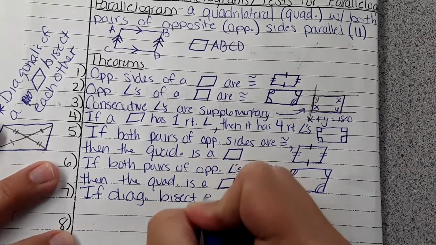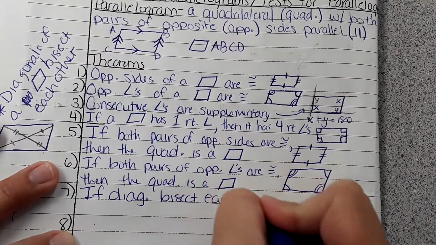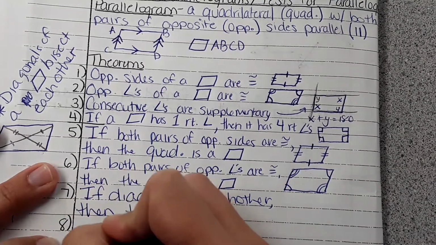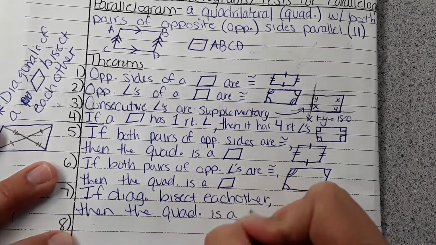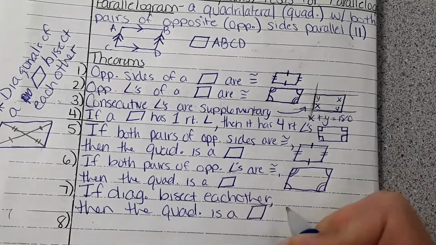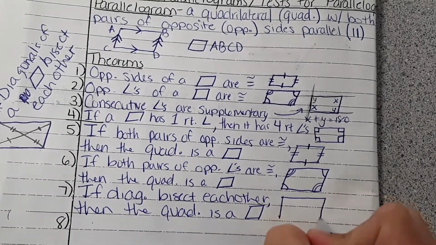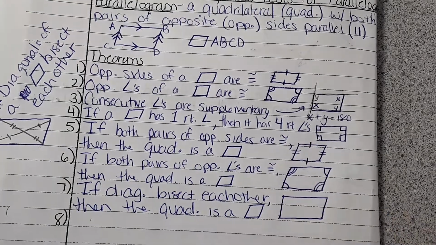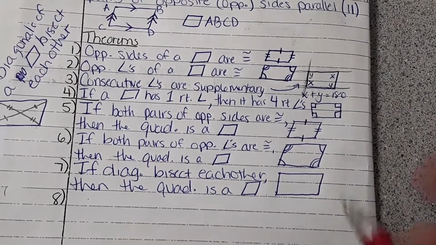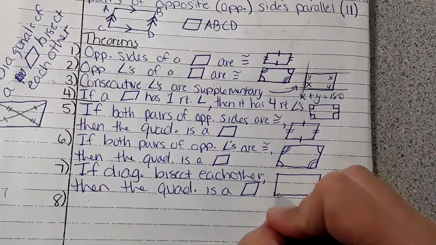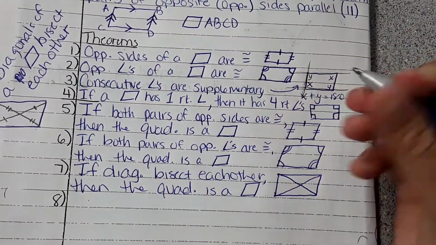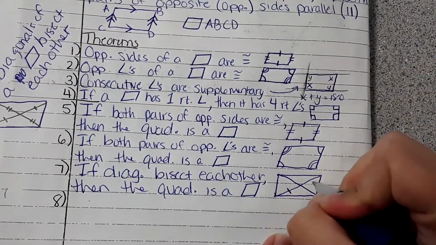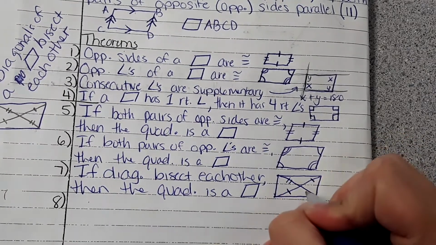Okay, if diagonals bisect each other, then the quadrilateral is a parallelogram. So just like we saw yesterday, the diagonals here, they aren't the same length, but they intersect at their midpoint. So this would be the same as this side, and this would be the same as this one.